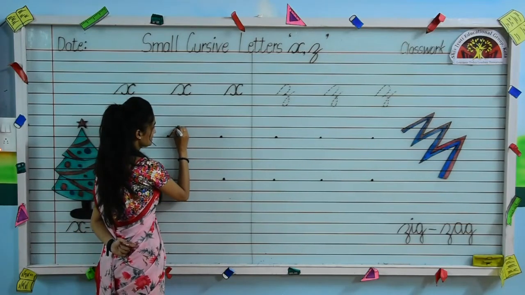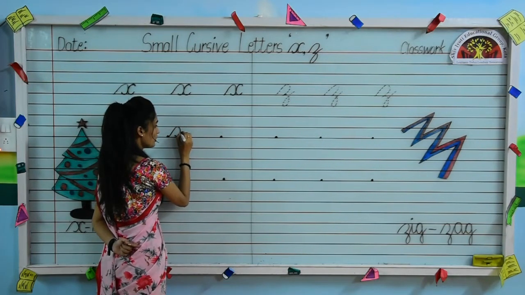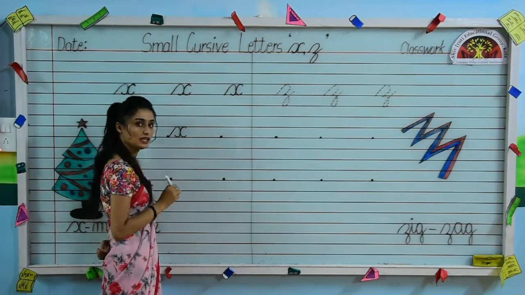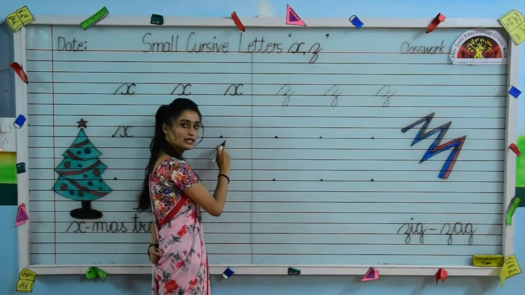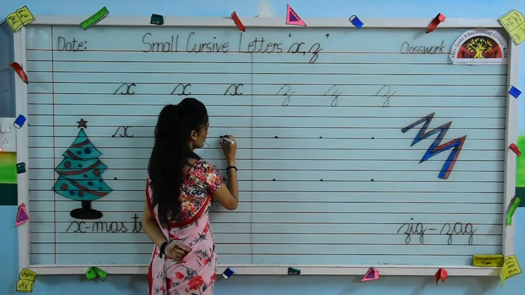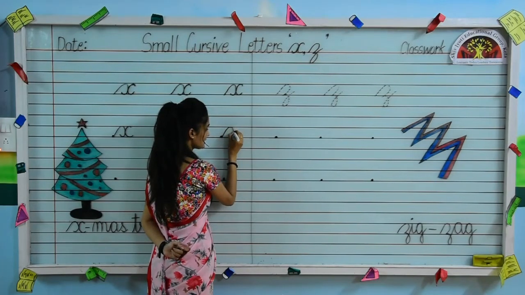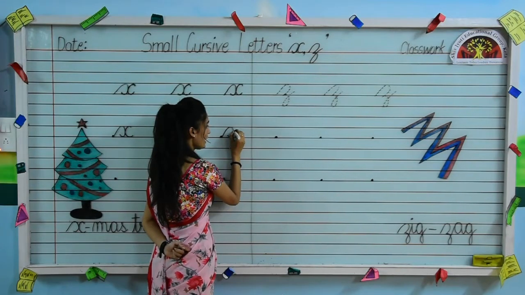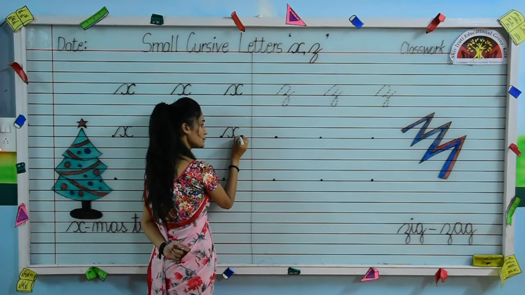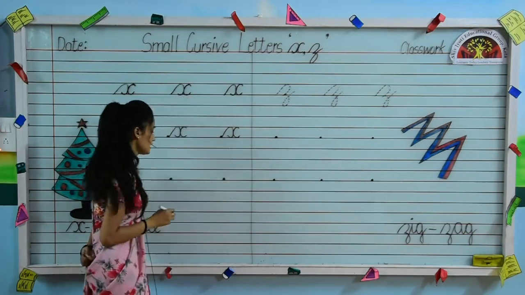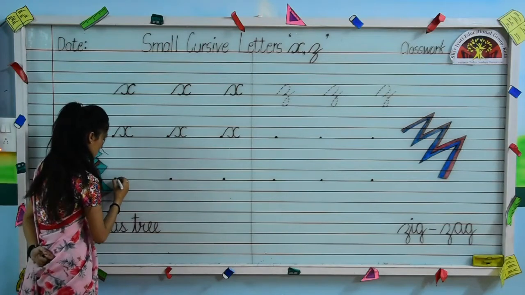Slanting line, then make a curve between the second and the third line, go back, again make a curve in the opposite direction like this. Okay kids, look over here and pay attention. From the third line, we will make a slanting line up, touch the second line, make a curve touching the second and the third line, go back, again make a curve between the second and the third line in the opposite direction. Okay kids, let's see few more times.